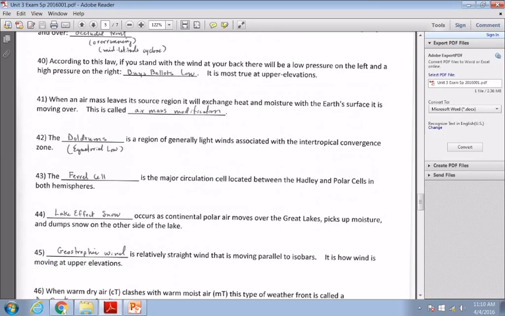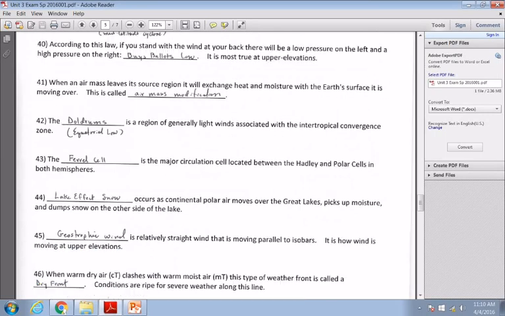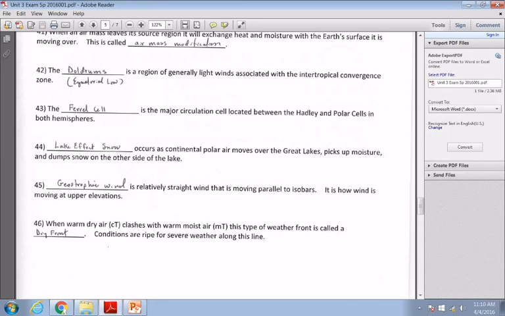And for 42, I was after doldrums, that kind of light wind associated with the intertropical convergence zone. Question 43, the Ferrel cell, with one L in Ferrel, is the circulation cell between the Hadley and the polar cells. And 44, I must not have included 44 on my review sheet either. So that's why, again, I spotted you 5. So you picked the 5.